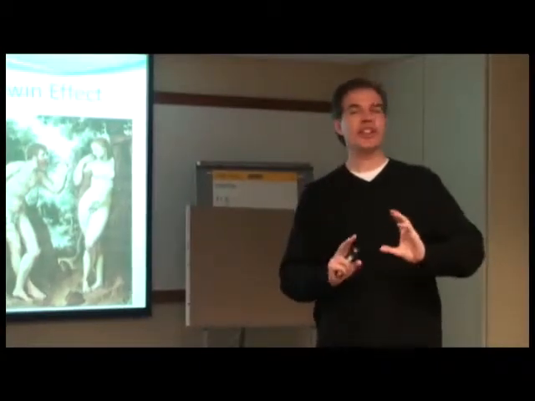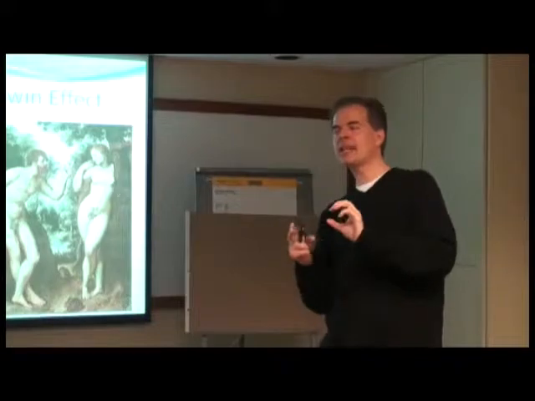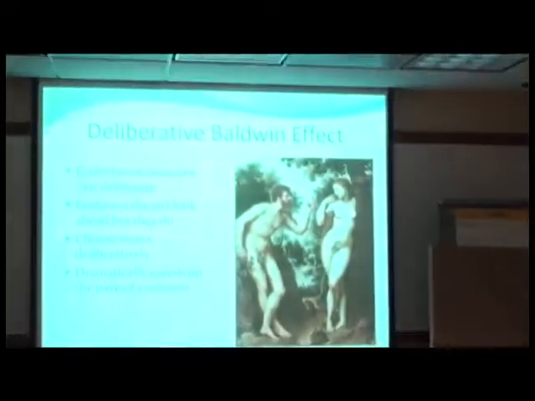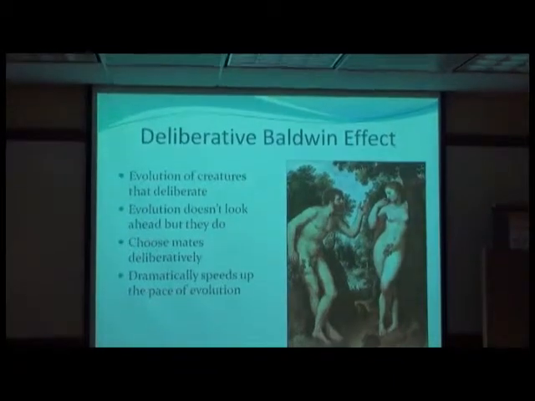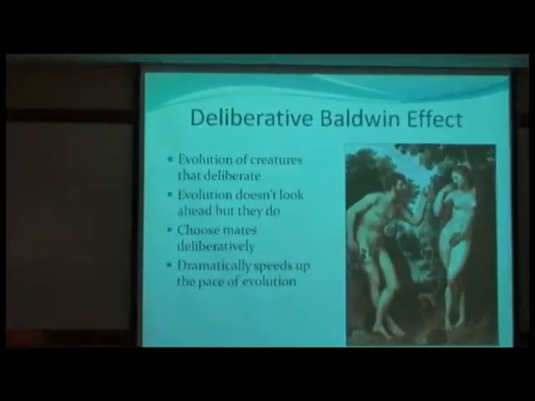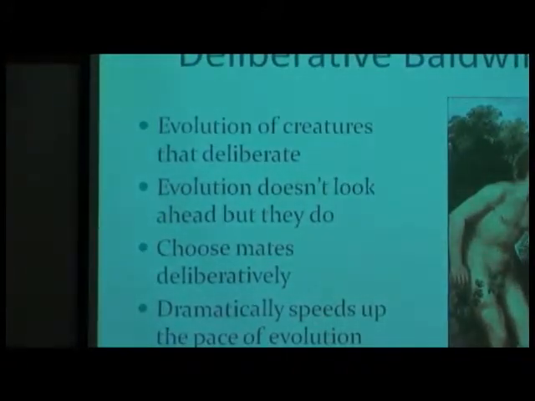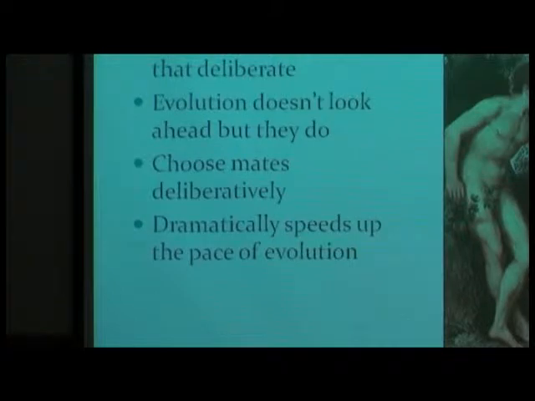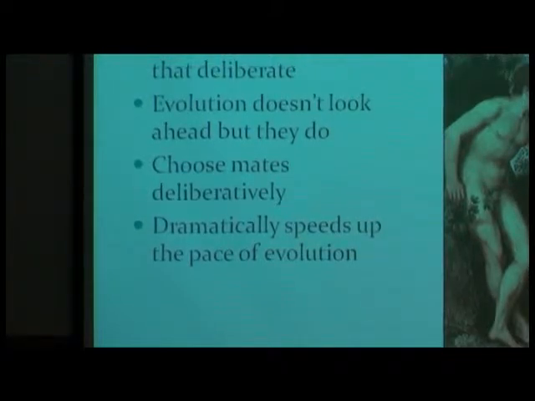Creatures which deliberate, which think about the world, and which make decisions based on envisioning the future, also should drive genetic evolution in a Baldwin-like way. If you consider the environment that we're in and you look at possible mates, and you pick mates which are better adapted to this environment, you provide selective pressure from your brain looking ahead.